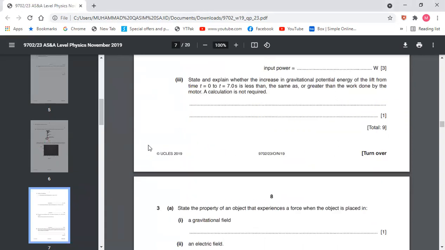So the third part is: state and explain whether the increase in gravitational potential energy of the lift from t equals 0 to t equals 7 is less than, the same as, or greater than the work done by the motor. Now there must be a comparison between the work done by the motor and the potential increase. A calculation is not required, so just give an answer. In this part, you have to write down that work is done lifting the cable, so gravitational potential energy is always less.